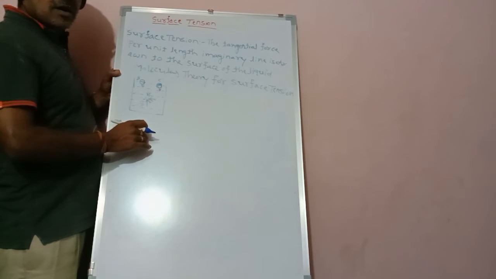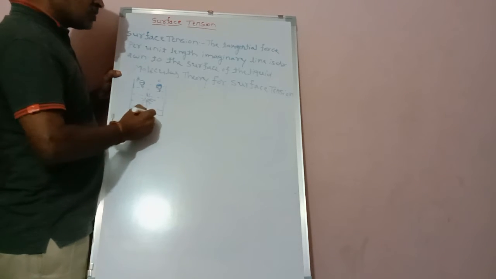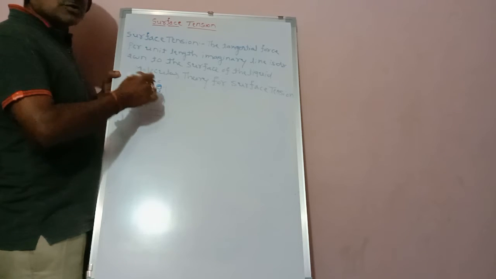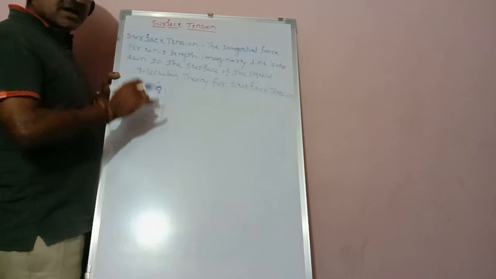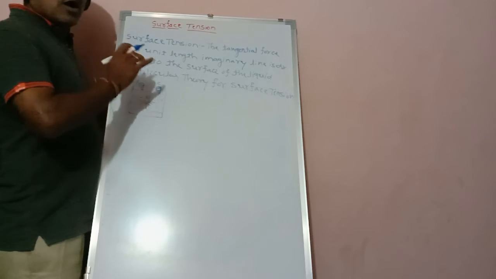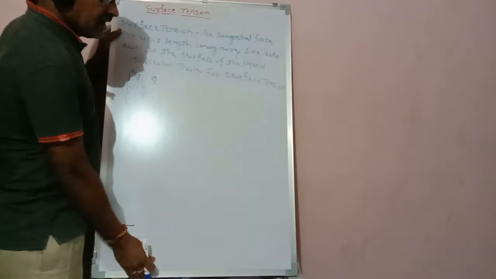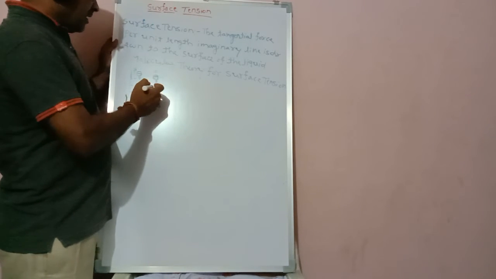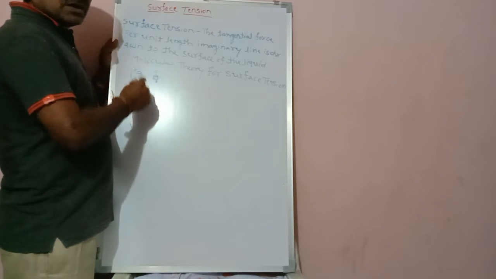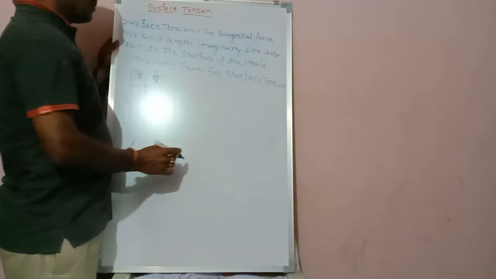On that condition, the number of molecules on the surface is minimized, and then the potential energy is also minimized on the surface of the liquid. Due to that reason, to maintain the stable condition of this system. This is the molecular theory for the surface tension.